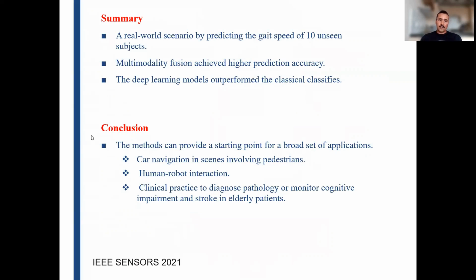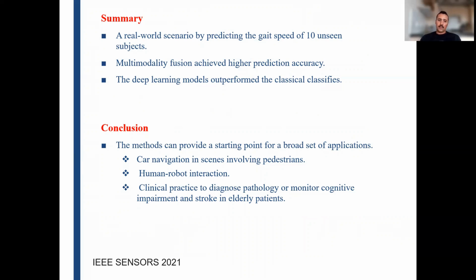In summary, in a real-world scenario, we actually trained the neural network and tested it on a real-world scenario by predicting the gait speed of 10 subjects never seen by the model. And we did a multi-modality fusion and achieved a higher prediction accuracy. The deep learning models have shown that they outperformed classical classifiers.